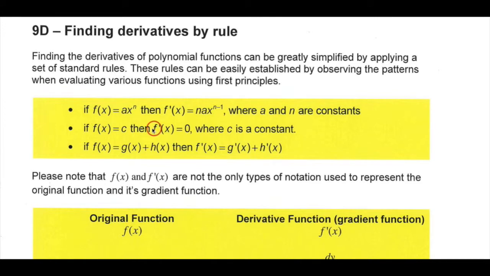If we look at taking the derivative of a constant, so f of x, the original function, is equal to c, then its derivative will always be equal to 0. And if f of x consists of various terms, then we can break it up and just take the derivative of each term in turn. So if f of x is equal to g of x plus h of x, then f prime of x is going to be equal to g prime of x plus h prime of x, where of course g prime of x and h prime of x are just the derivatives of the functions g of x and h of x.